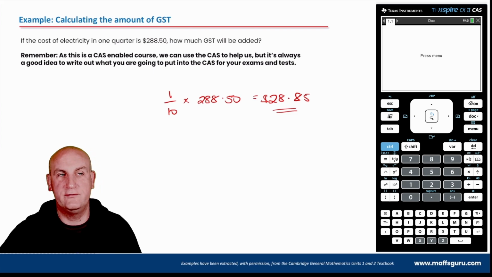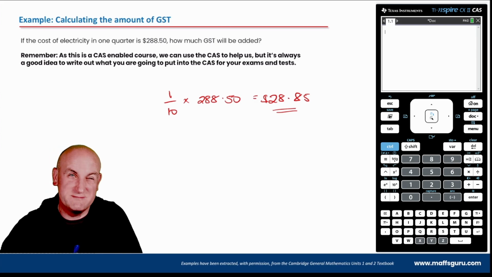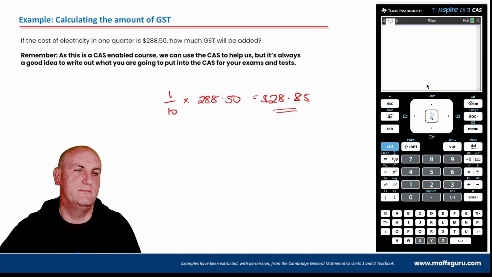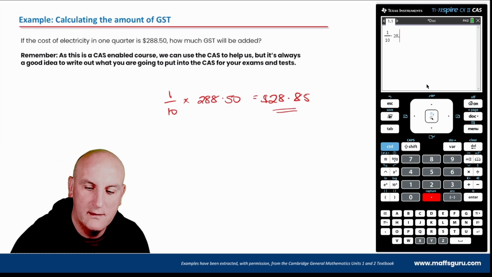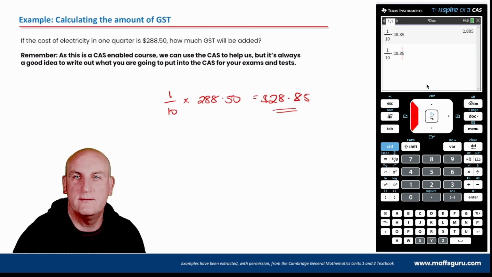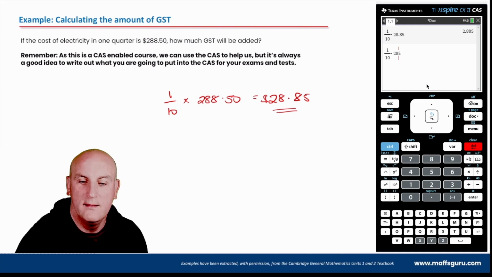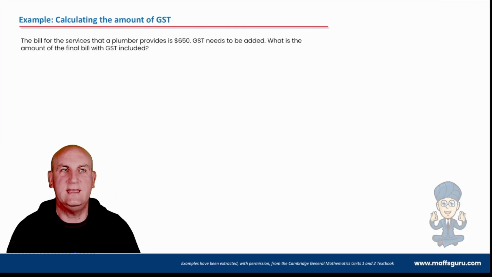Now, obviously, I could use my calculator here. Now, I know lots of you out there use the ClassPad. Pretty much the functionality for this will be exactly the same. So I do have a ClassPad, and I will show ClassPad users how to do stuff if it's markedly different, but at the moment, hopefully you'll just help me out here. So what I'm going to do is do a fraction, 1 on 10, and I'm going to times that by $288.50, and there we go, we get our $28.85. Yay!